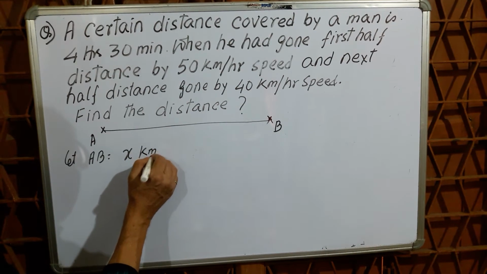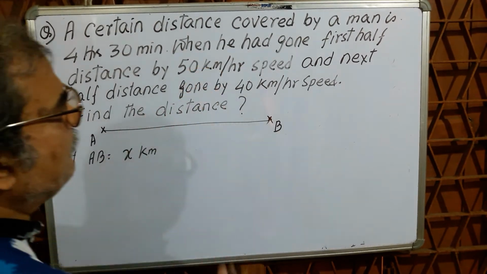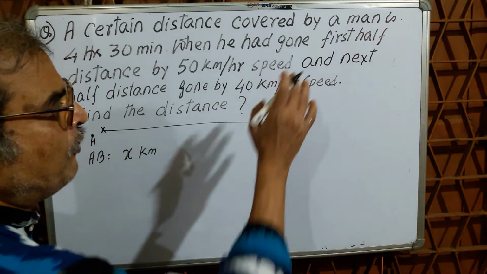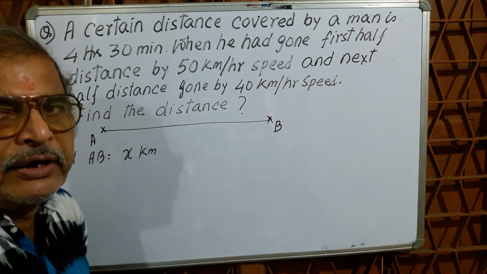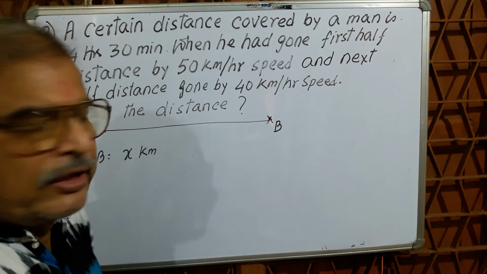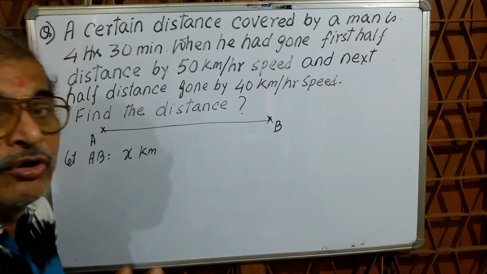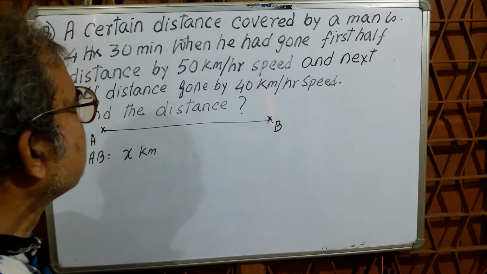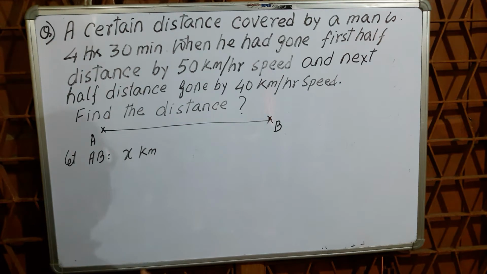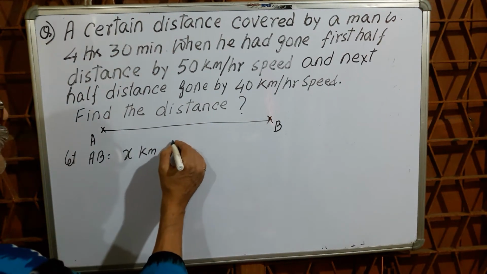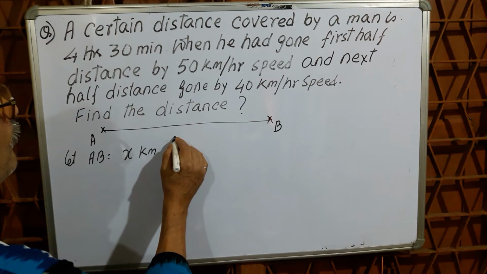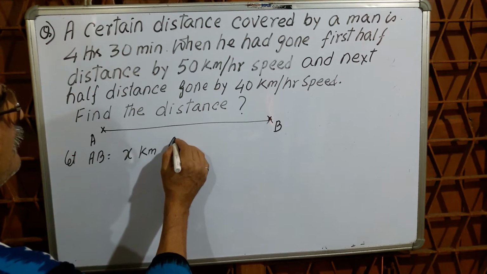You take x kilometer, why? Because speed is given as 50 kilometer per hour and 40 kilometer per hour. So better you take kilometer. The unit of distance is kilometer, remember it. Next, what is given? Time taken to cover this distance.